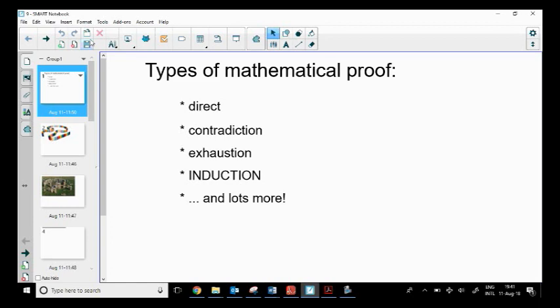Basically, you start with a set of principles that are deemed to be true, and then you just go from there. Well, if this is true, then this is true, then this is true, and eventually you get on to what you wanted to prove true.